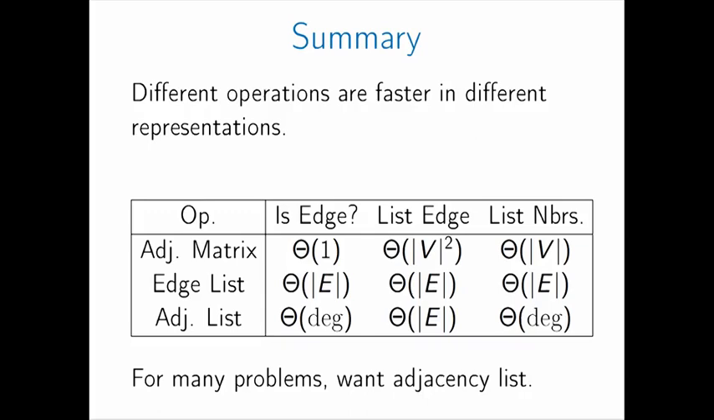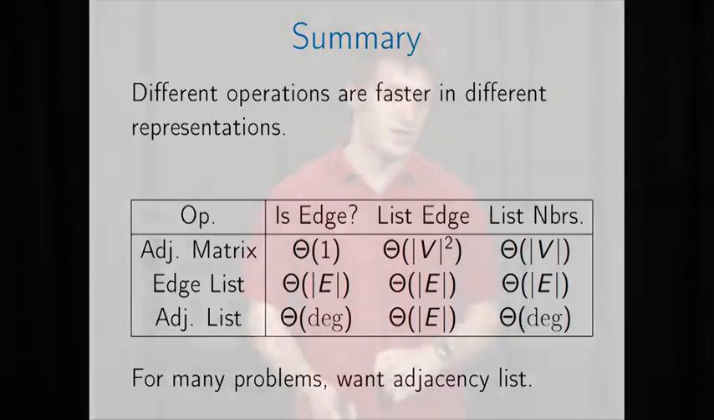Now, it turns out that for many problems that we'll be considering, throughout most of the rest of this unit, what we'll really want is the adjacency list representation of our graph. Just because for a lot of the operations that we need, we really want to be able to find neighbors of a given vertex. Okay, so that's how you represent graphs.